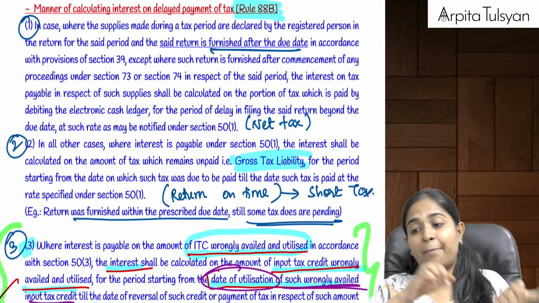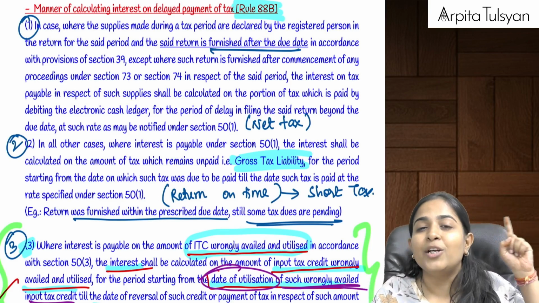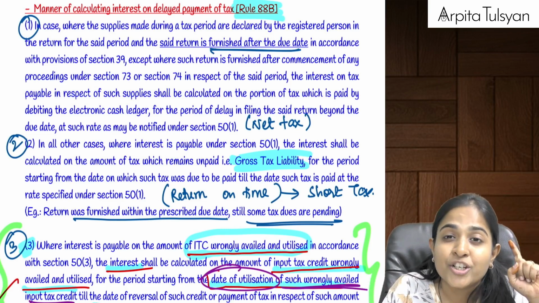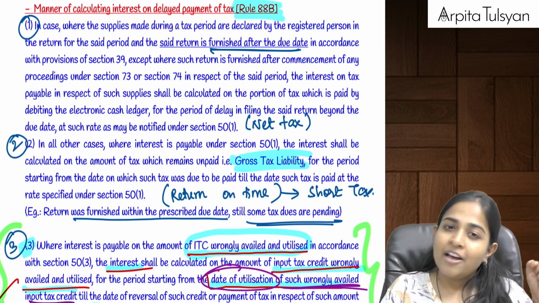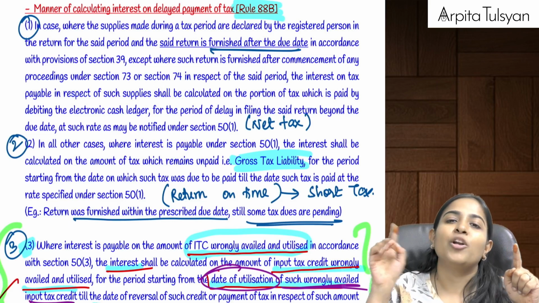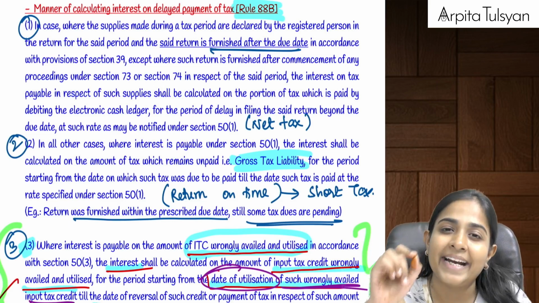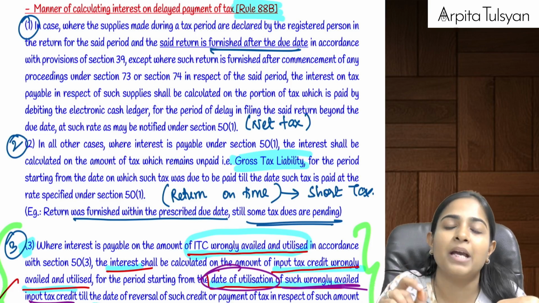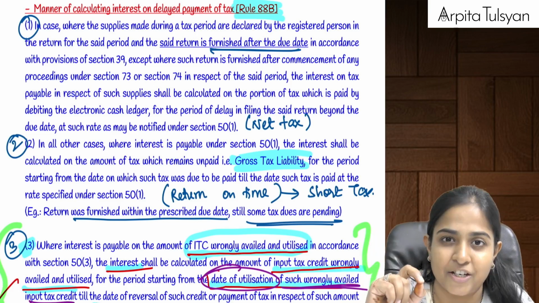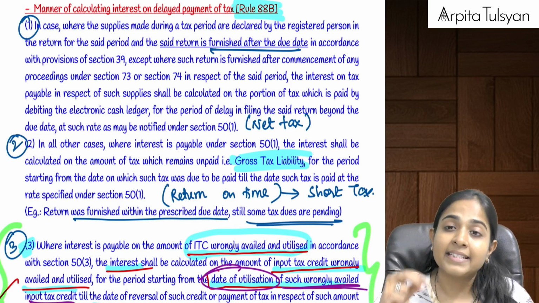Now, interest will be applicable from when to when? Whatever was the original due date for filing the return, from the very next day, the interest meter is going to start till the date of actual payment. That is the time period for which interest will be applicable on the net liability, that is the net liability which is payable by electronic cash ledger. Right? Then the second case when the interest is payable.